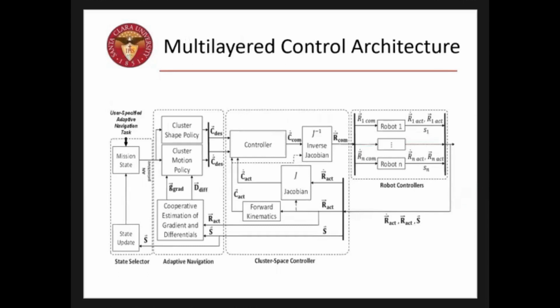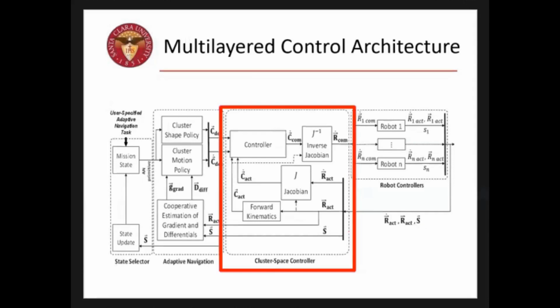We've developed a multi-layer control architecture for our adaptive navigation work. The lowest level of the architecture is the robot controller, which takes velocity commands for each individual robot and returns state information for the robots, as well as sensed scalar field values. The robot information is fed into the cluster space controller, which manages the group of robots as a full degree of freedom virtual articulating mechanism, whose shape, size, and orientation can be reconfigured during operations. This layer controls the formation using the cluster state data to generate cluster velocities, which are fed into an inverse Jacobian function to generate individual robot velocity commands.